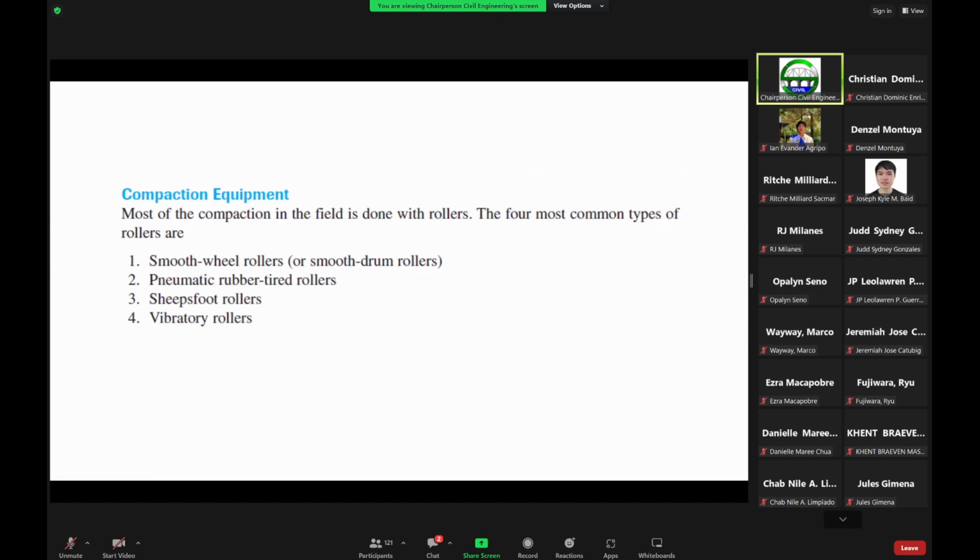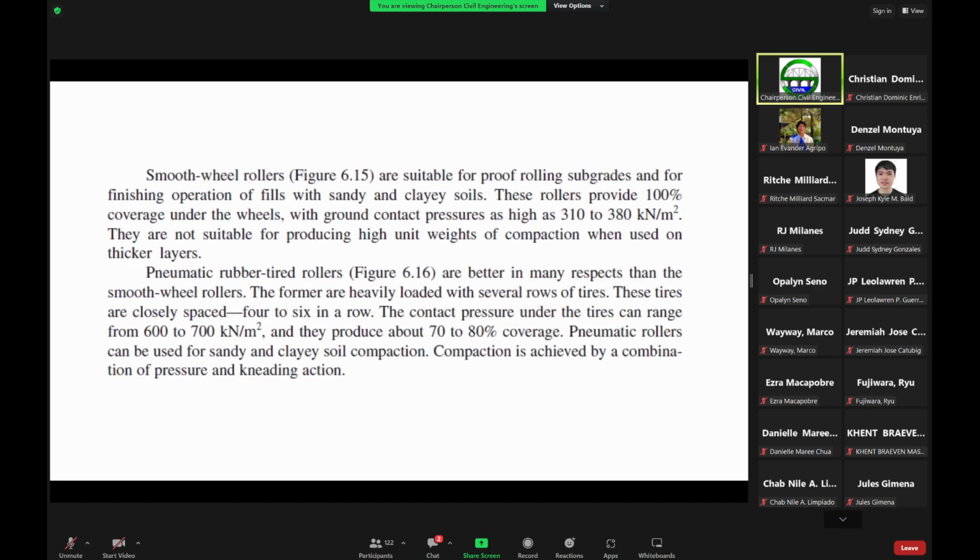Now in the field, we have different types of compaction equipment. Most of the compaction in the field is done with rollers. And here we have the four most common types of rollers. We have the smooth wheel rollers, as mentioned earlier, or the smooth drum rollers. Then we have the pneumatic rubber tired rollers, the sheep's foot rollers, and the vibratory rollers. So let's try to discuss each one.